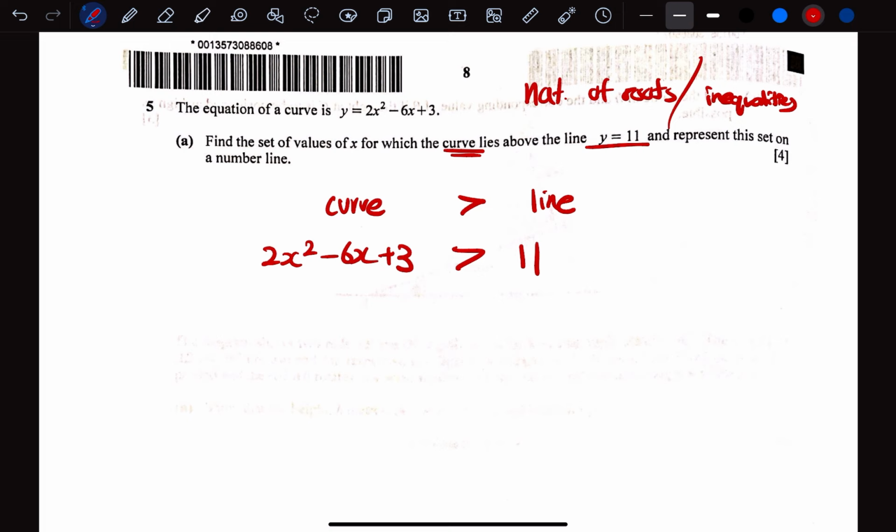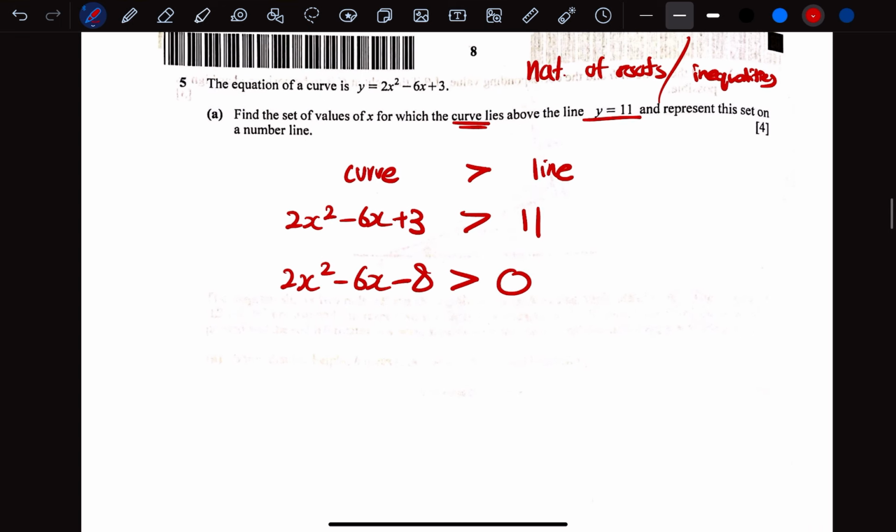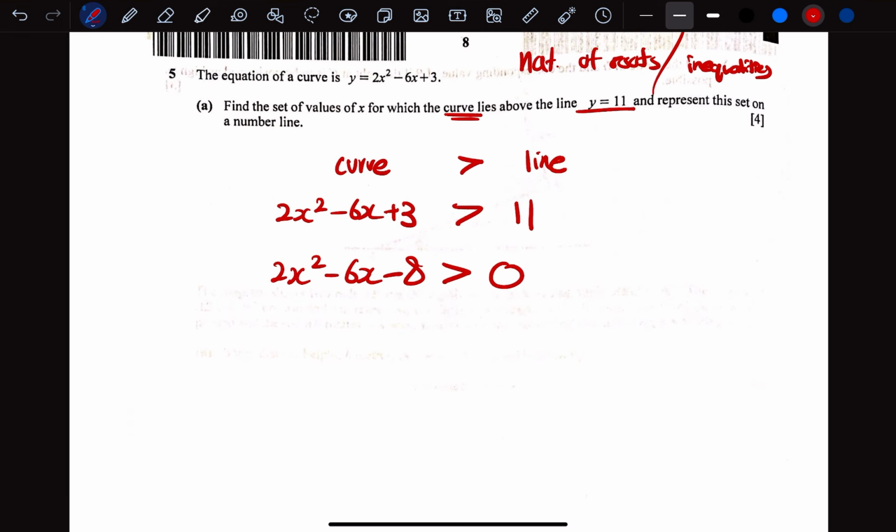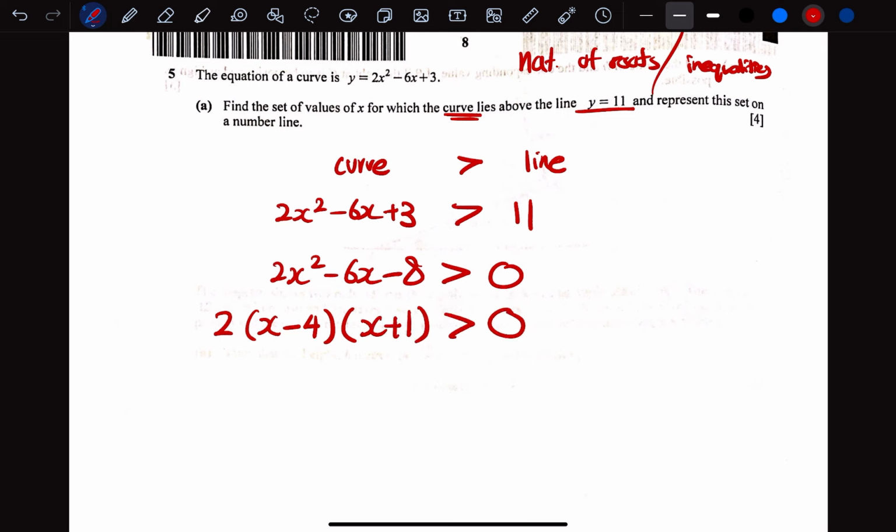And basically what we need to do is just move this 11 over. And we will get 2x squared minus 6x minus 8 is more than 0. And we're just supposed to solve for this inequality to find a range of values for our x. So when we solve for this quadratic, I'm just going to take out the 2. This becomes 2 times x minus 4 and x plus 1 is greater than 0. Okay, this 2 doesn't matter. You can divide by 2 on the other side.